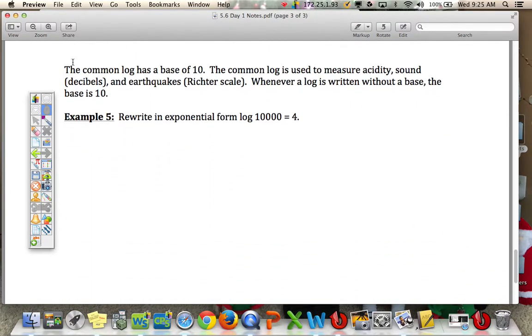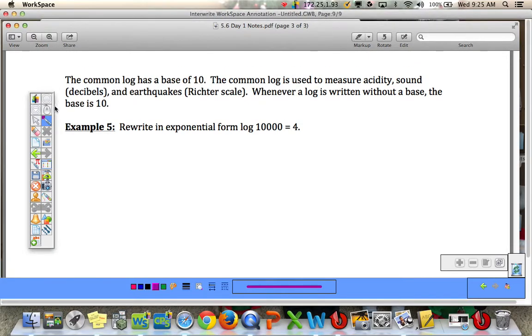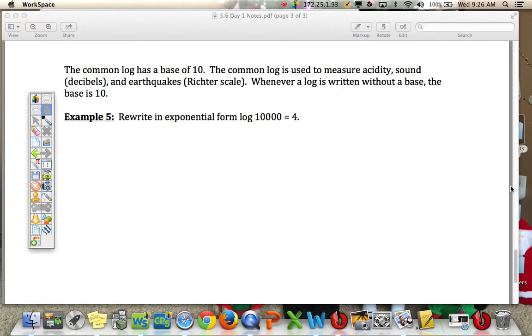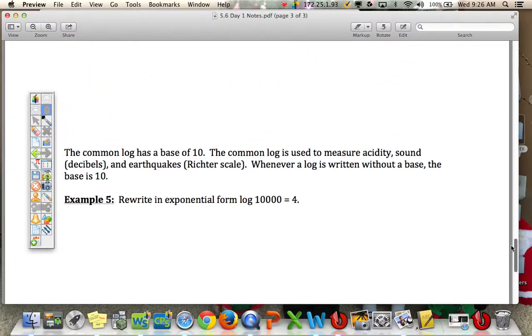Last one. The common log has a base 10. The common log is used to measure acidity, sound, and earthquakes. When a log is written without a base, the base is 10. So whenever you see a logarithm, there's an invisible number here, it's base 10. And let's rewrite this in exponential form. The base is 10. 10 to the power of 4 equals 10,000. And you can check your answer for that. Okay, so there are some examples of logarithms and how you use them to solve.